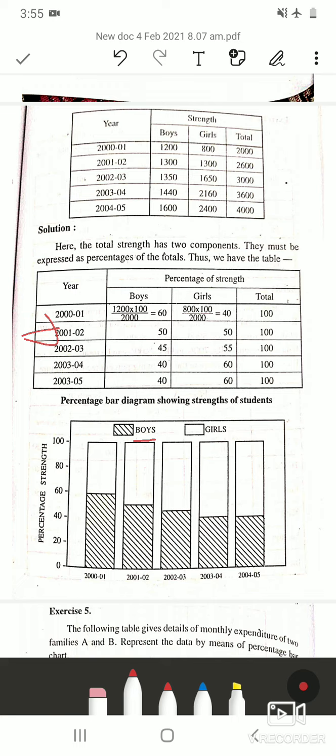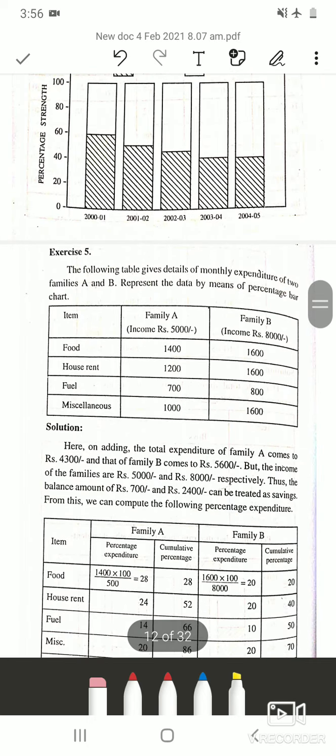Similarly for the next year, the rectangle will be of height 100, and the strength of boys in terms of percentage is 50, which is somewhere in the middle of 40 to 60. And then shade as you have shaded in the previous rectangular box. The shading should be the same for all the years and for all the components of the same type. So this is all about the percentage bar diagram.